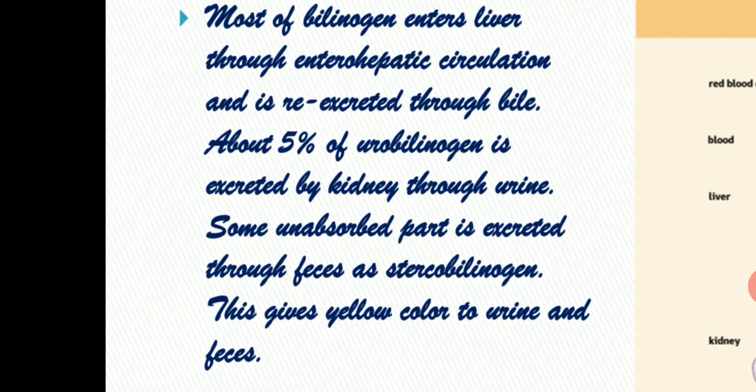Most of the urobilinogen enters the liver through the enterohepatic circulation and is re-excreted through bile. About 5% of bilirubin is excreted by the kidney through urine. Some unabsorbed part is excreted through the feces as stercobilinogen. This gives yellow color to the urine and feces.